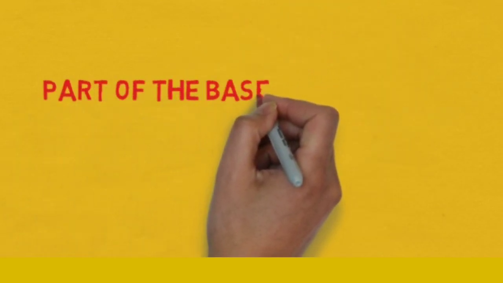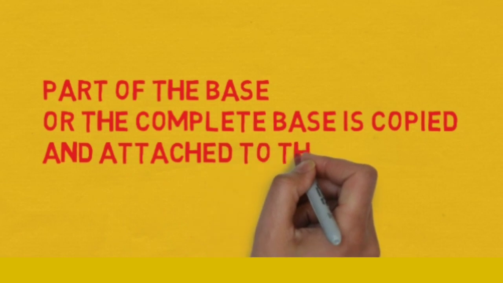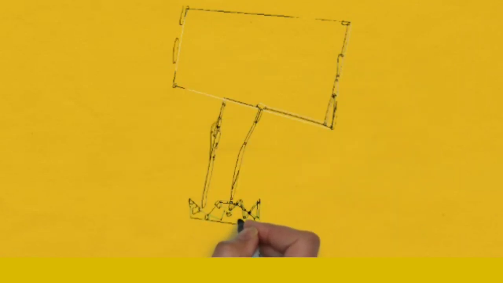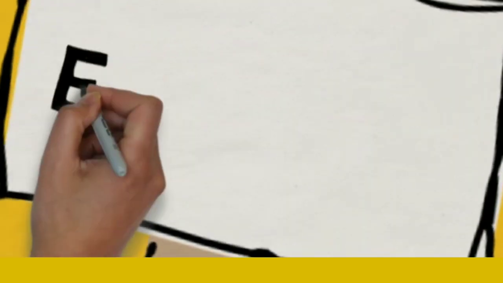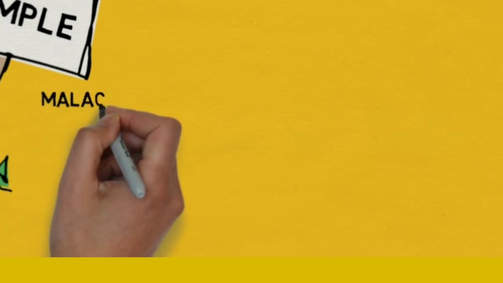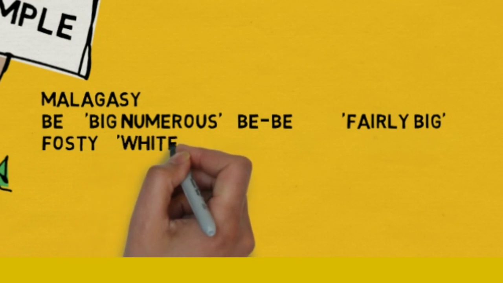Reduplication. Reduplication is where part of the base, or the complete base, is copied and attached to the base. For example, big becomes big-big, meaning fairly big; posty white, posty meaning west.